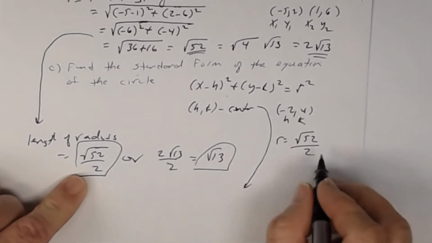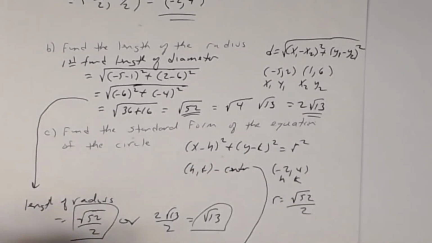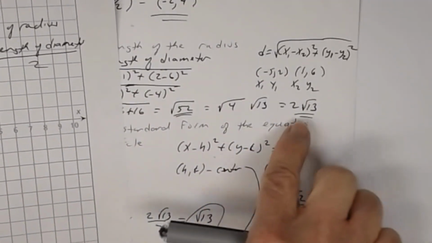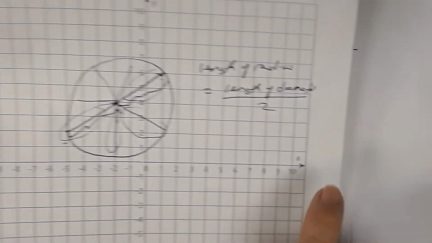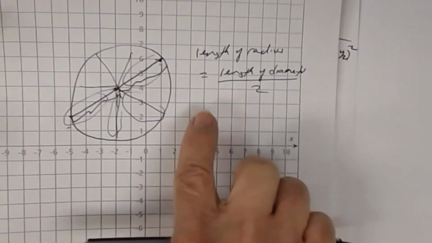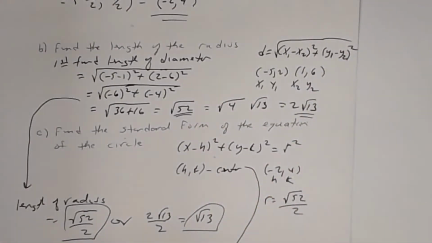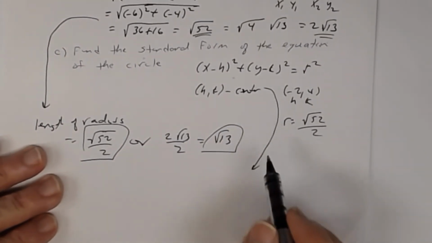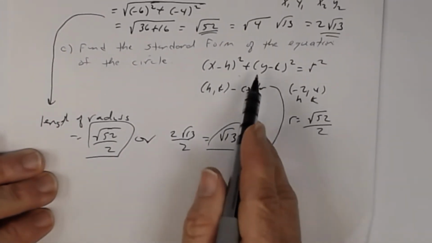Now remember, it's divided by 2 because the length of the diameter here is square root of 52. To find the radius, you must divide by 2. So that's why you see that. So don't forget, always divide by 2 to find the length of the radius if you're given the length of the diameter. All right, and the rest is easy.